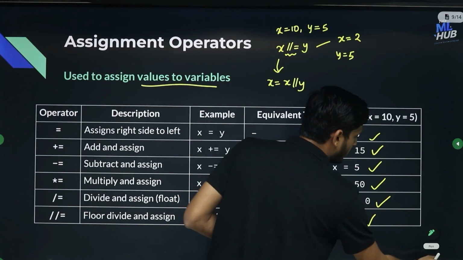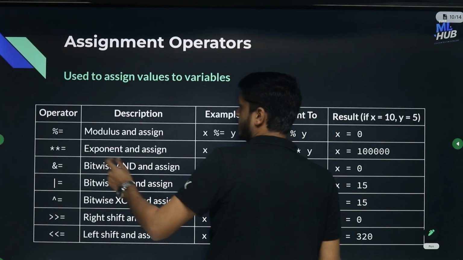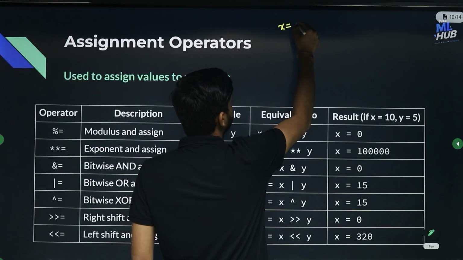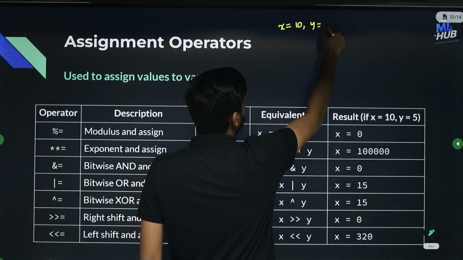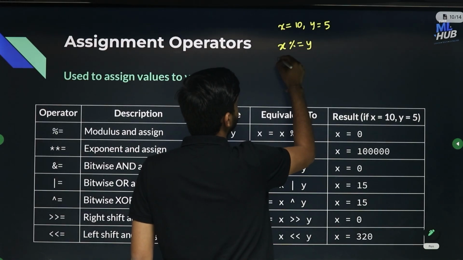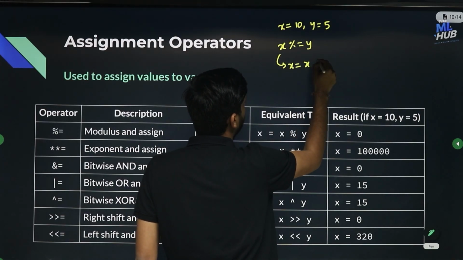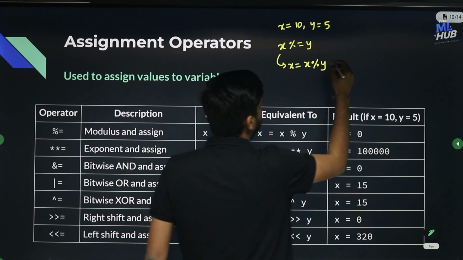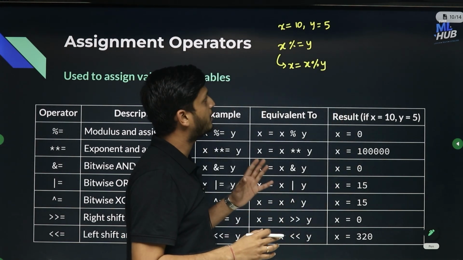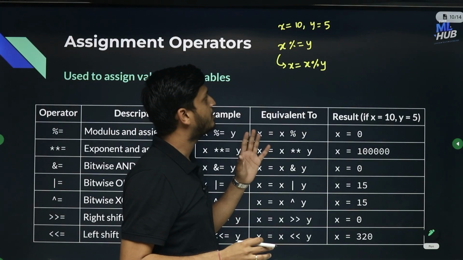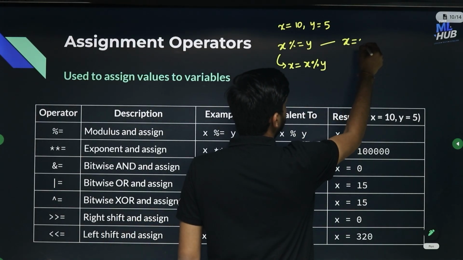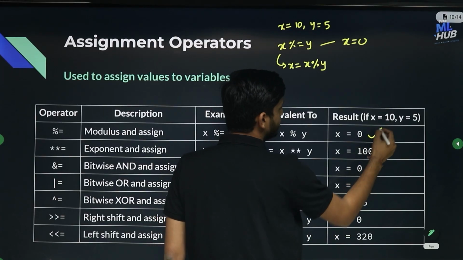Let us see more arithmetic operators now. So the next operator is modulus and assign. So again, initially x is 10 and initially y is 5. So if you write x modulo equal to y, that is equivalent to writing x equal to x modulo y. Now what is 10 modulo 5? It is the remainder when 10 is divided by 5. The remainder when 10 is divided by 5 is 0, right? So after this operation, x will become 0 and y will remain as it is. So the result is x equal to 0.